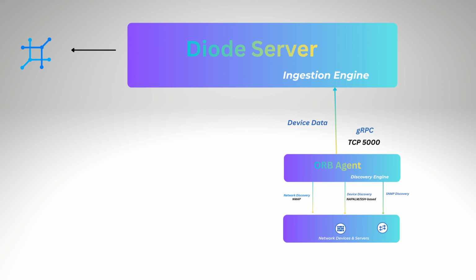On the second step, the DIODE server validates and processes that data. It makes sure everything is in the right format and ready for NetBox. And finally, it forwards the data to NetBox through the DIODE plugin using a standard HTTP or HTTPS request.